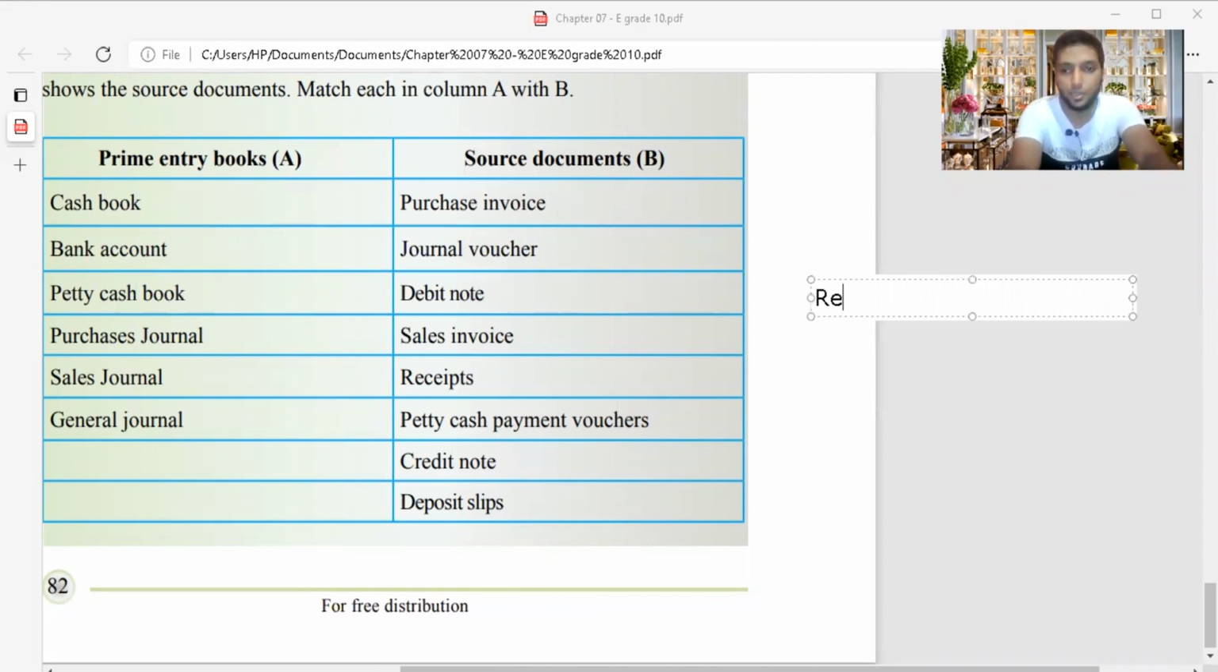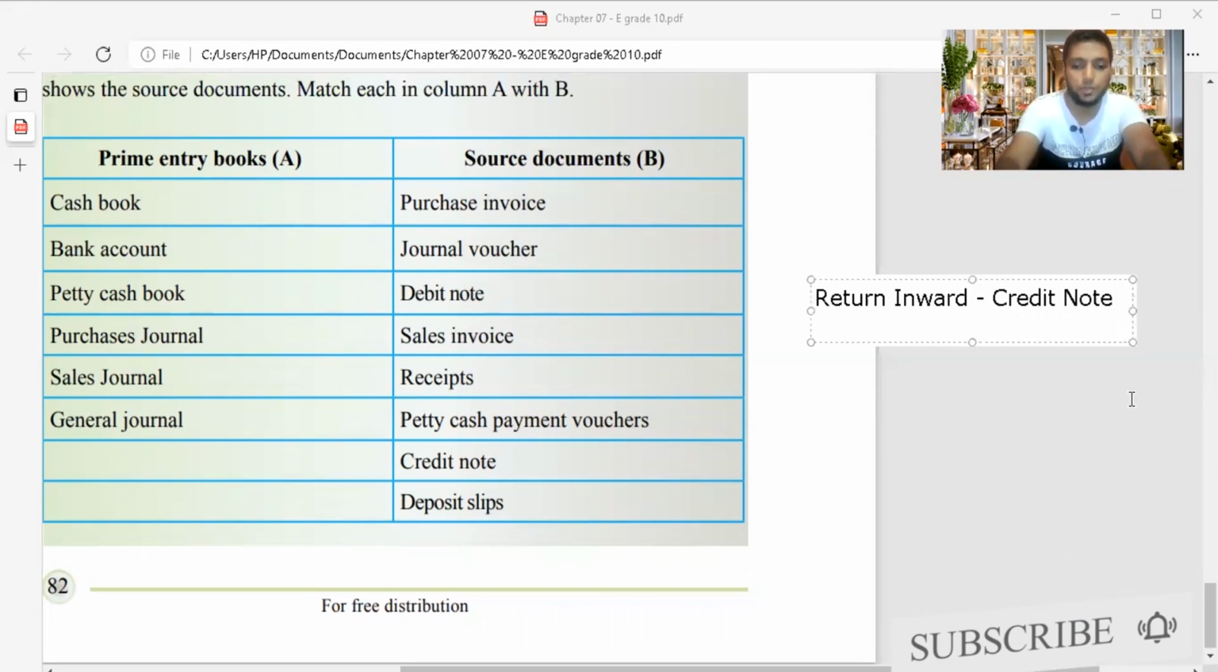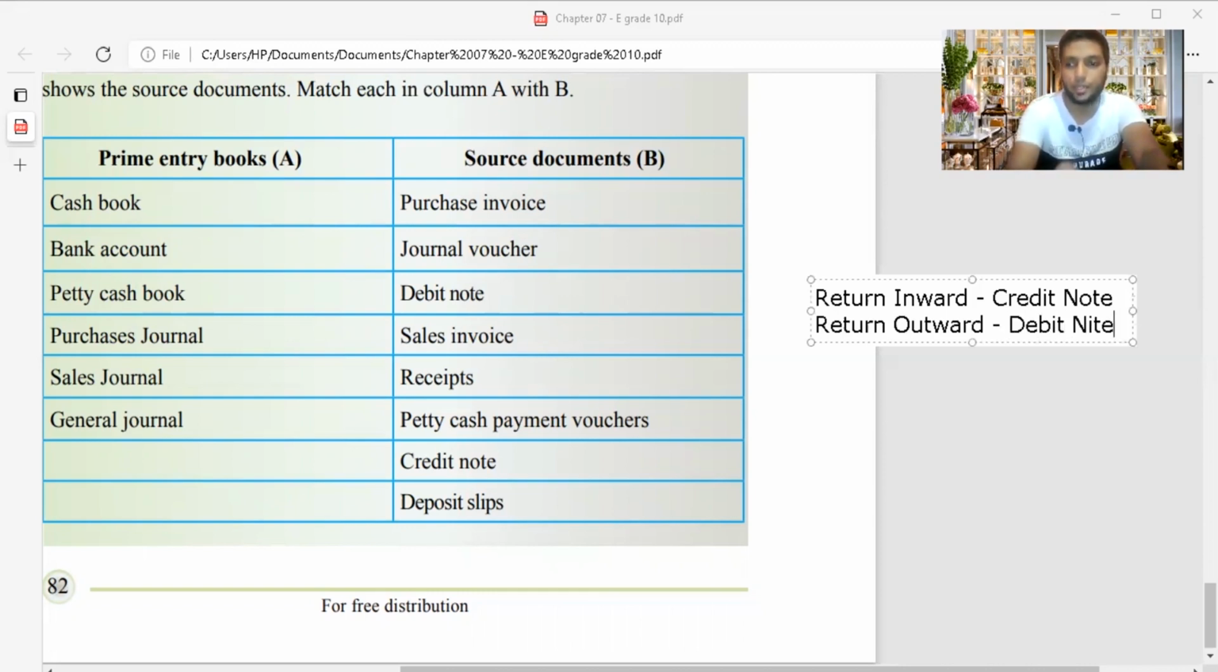As I said, return inward is taking down a credit note. When you return the products to outside, we say it as credit note. I mean debit note. So return outward, debit note. But guys, don't get confused between debit note and credit note, as I was a bit confused. So you need to be very careful on what you're doing.